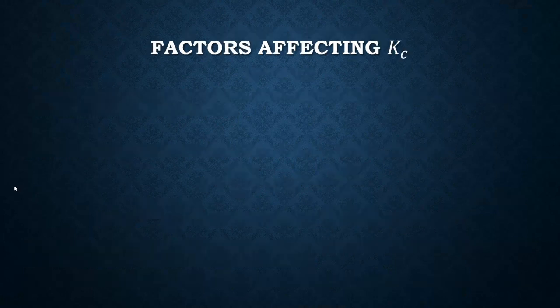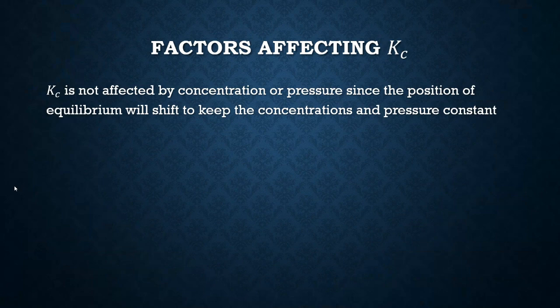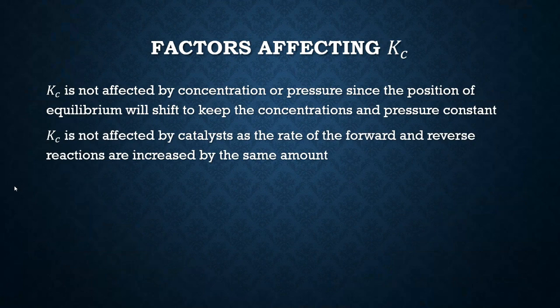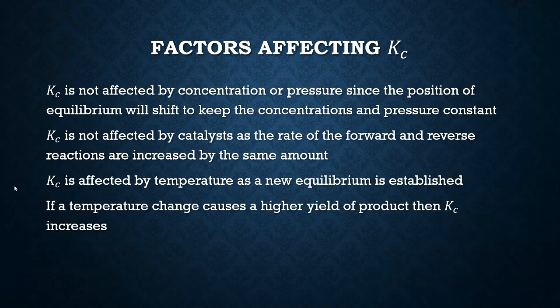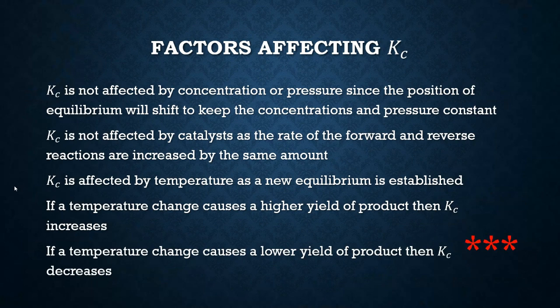Let's look at factors affecting Kc. It's not affected by concentration or pressure, since equilibrium will shift to keep Kc constant. It's not affected by catalysts, as the rates of the forward and reverse reactions are increased by the same amount when you use the catalyst. It is only affected by temperature, as there is a new equilibrium. If a temperature change causes a higher yield, then Kc increases. But if it causes a lower yield, then Kc decreases.